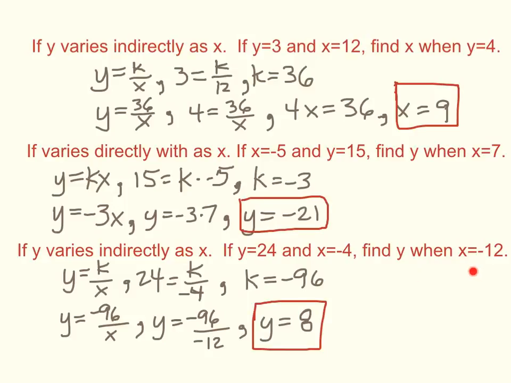And then to find y when x equals -12, I'll plug in the -96 for k, and then I'll plug in the -12 for the x. And here I can just divide -96 by -12 and find that y equals 8.